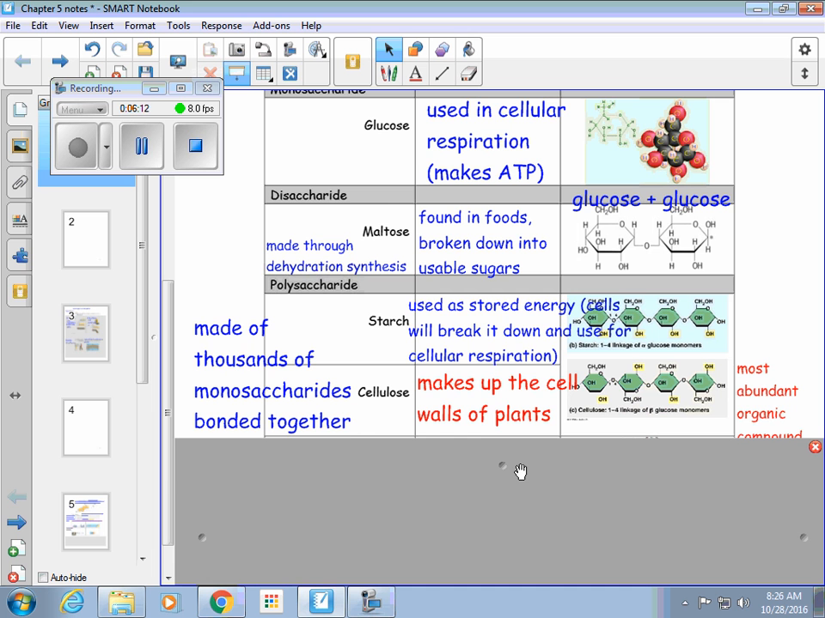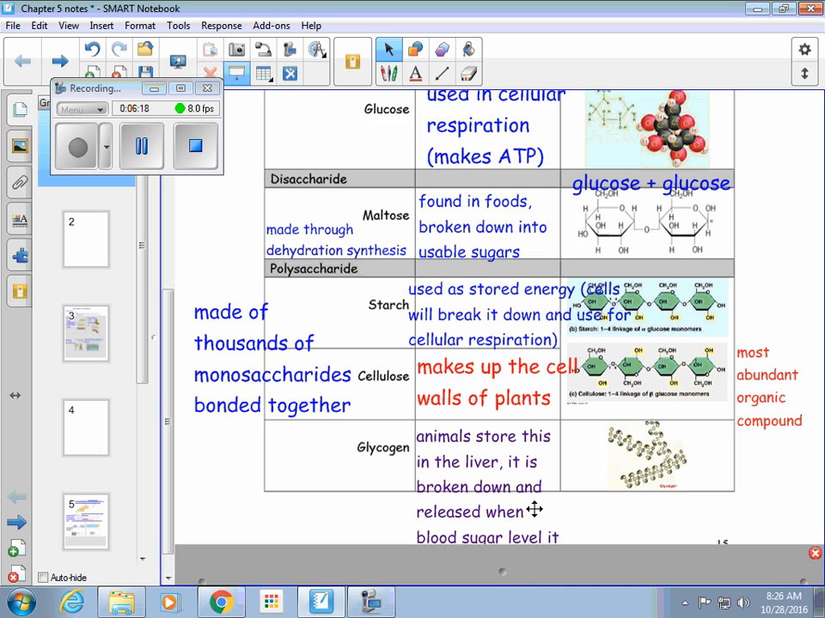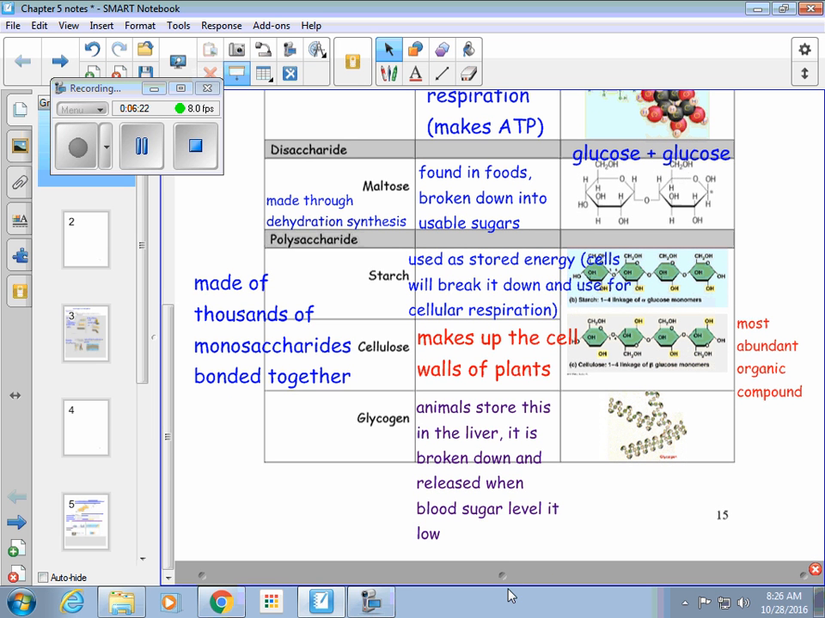Cellulose is the most abundant organic compound on the planet, which does make sense if we consider what we learned in ecology, that our producers and autotrophs are the most abundant. They have the greatest biomass, they are the greatest in number, they have the greatest amount of energy because there's a ton of them. So it makes sense that there's more cellulose than any other organic compound.